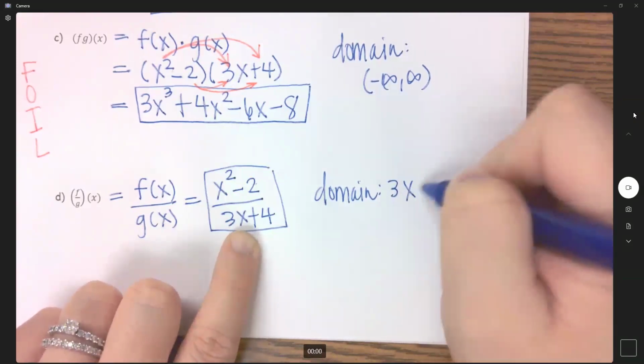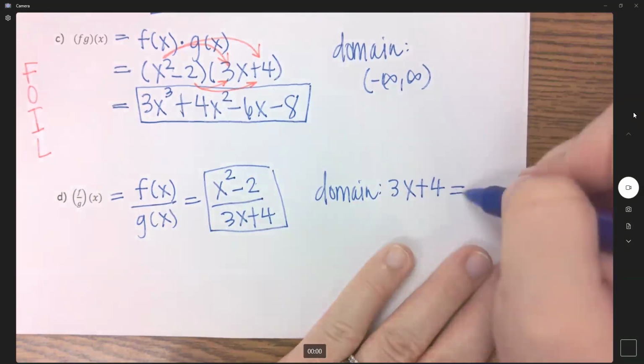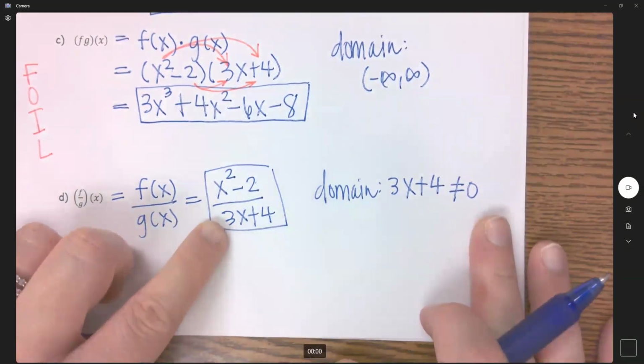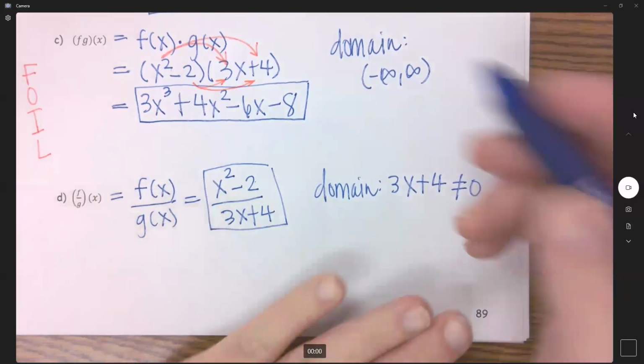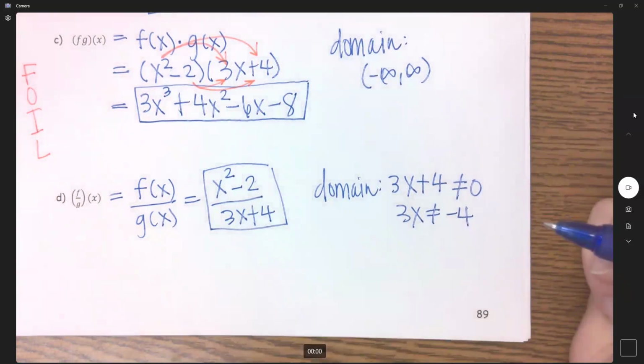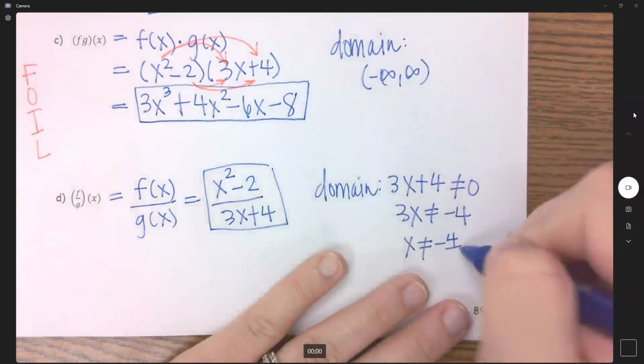We know that we cannot divide by 0. So I'm going to take that denominator and set it to not equal 0. So first thing I'm going to do is subtract over that 4. And then I'm going to divide by 3. And so we get x cannot equal negative 4/3.